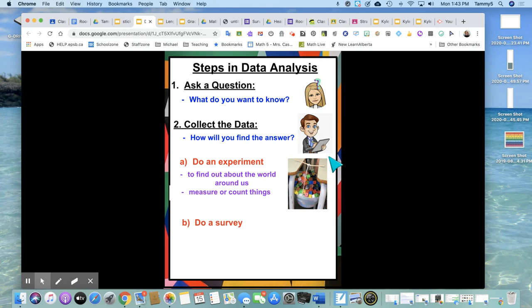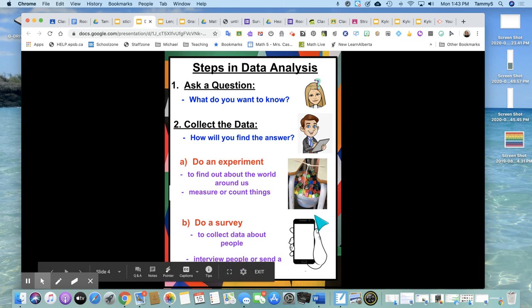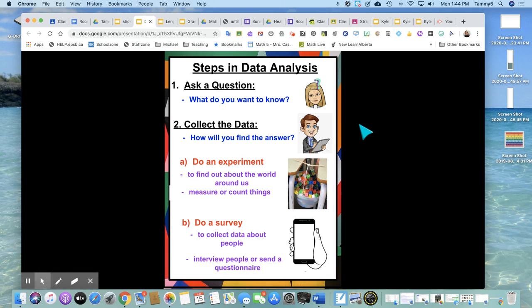We can also collect data by doing a survey. And when we do a survey, it's usually to collect data about people. So we can interview people or send out questionnaires. A lot of times questionnaires are even done by sending an email questionnaire or over the phone. Sometimes you may have gotten phone calls from people who are doing a survey, or your parents might be getting people calling your house and asking if they could do a survey to find out information.